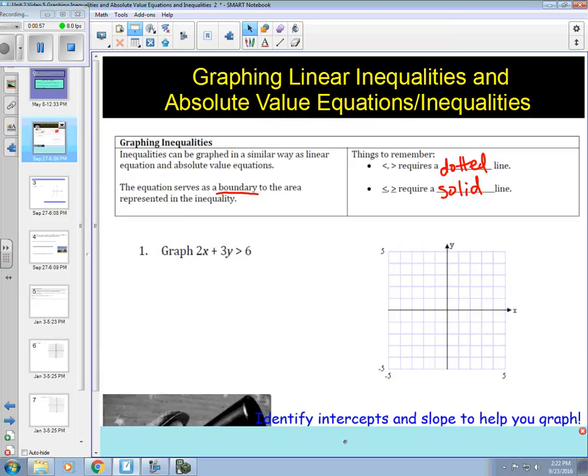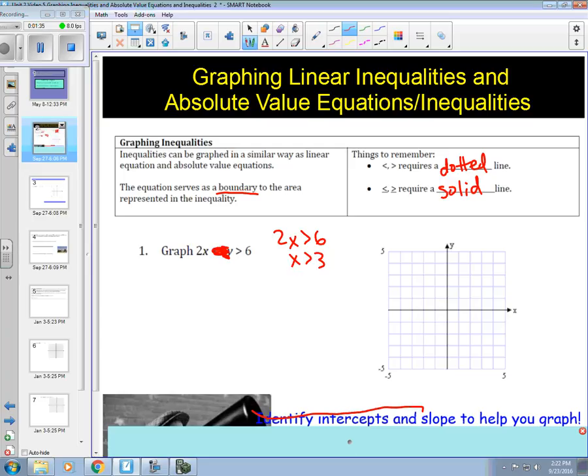So let's take a look at one of these. We are going to try to graph this one, 2x plus 3y is greater than 6. One thing we can do to help us is identify any intercepts, and you can do that by the cover-up method that we've talked about before. If you cover up the y, which means putting 0 in for y, what do you get when you solve the rest of it? Well, you've got 2x is greater than 6. If you divide by 2, it means x has to be greater than 3.